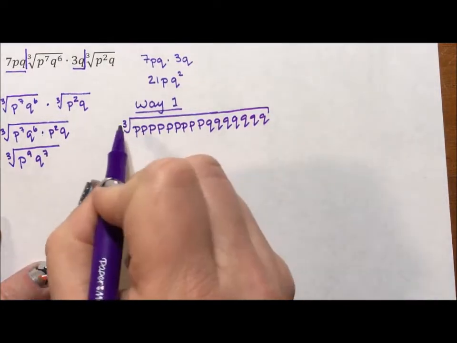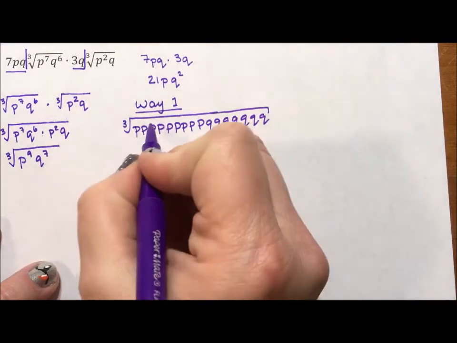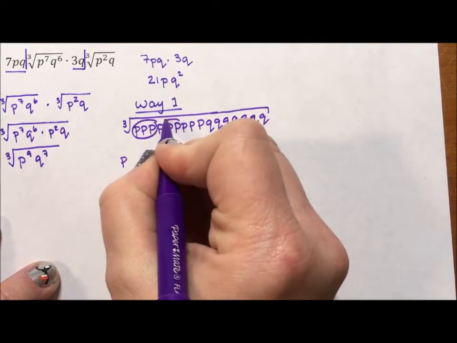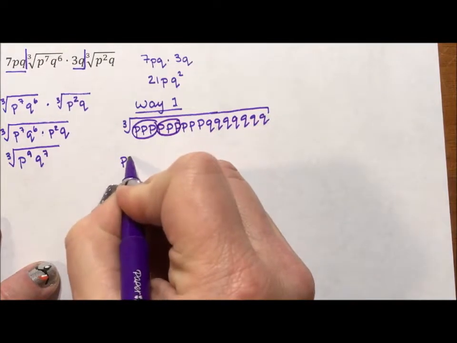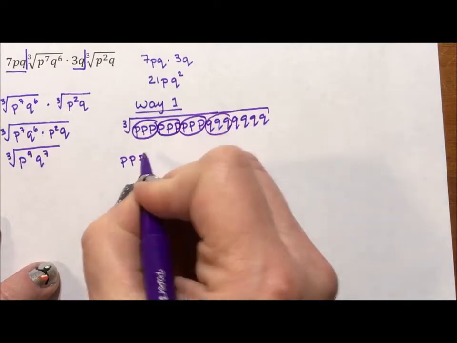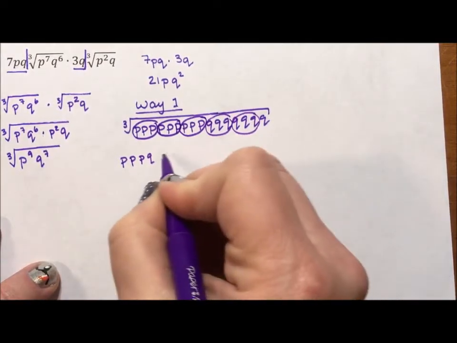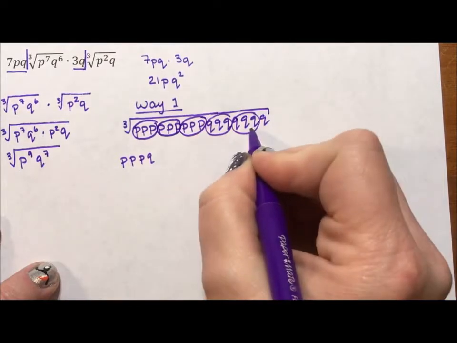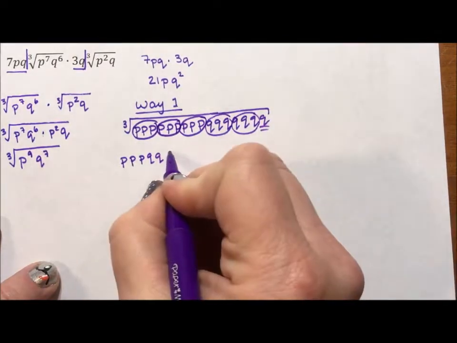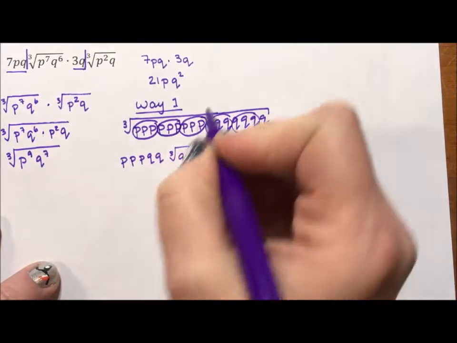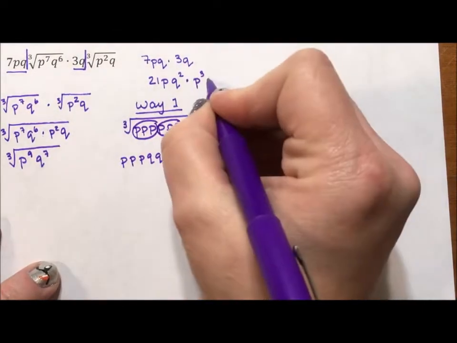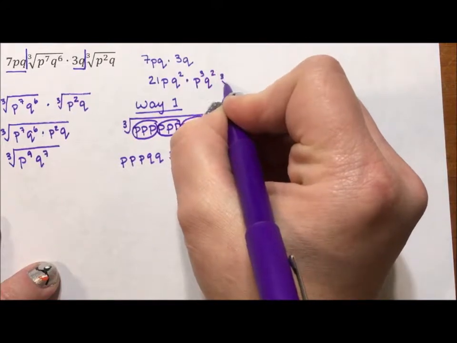Okay. And the thing is, the cube root undoes a cube. So the cube root of p cubed is p. The cube root of p cubed is p. The cube root of p cubed is p. The cube root of q cubed is q. The cube root of q cubed is q. And that last q stays underneath the cube root. So we multiply to this a p cubed, a q squared, and a cube root of q.